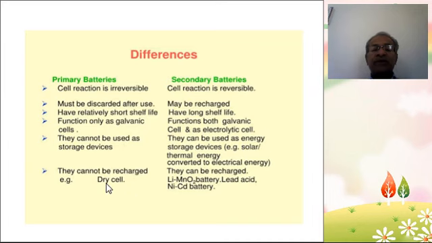And already I have given the examples of these two. The well-known example of the primary battery is the dry cell, which is also known as the Leclanché cell, whereas examples of the secondary batteries are the lead acid cell or lead acid storage battery, nickel cadmium battery, lithium manganese dioxide battery, etc.